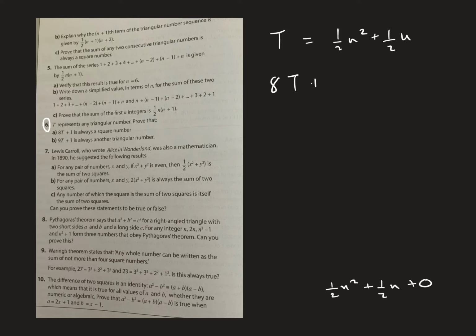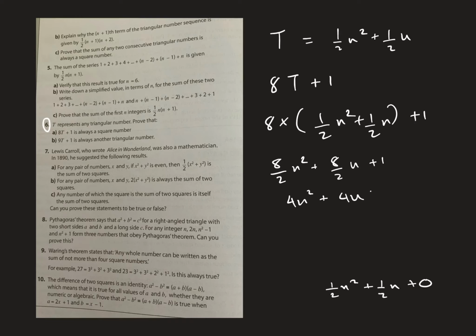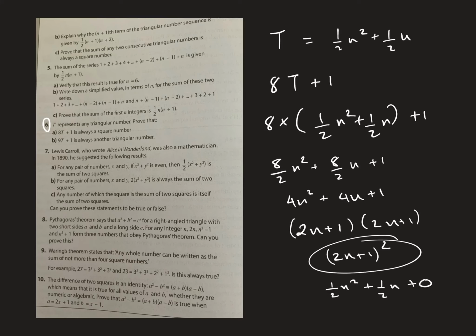So I want to prove 8t plus 1. It's going to be 8 times what we just worked out plus 1. So it's 8 halves n squared plus 8 halves n plus 1. So therefore it's 4n squared plus 4n plus 1. If we factorize this, it's actually 2n plus 1 all squared, which is always a square number. So this is how I would produce something like that.